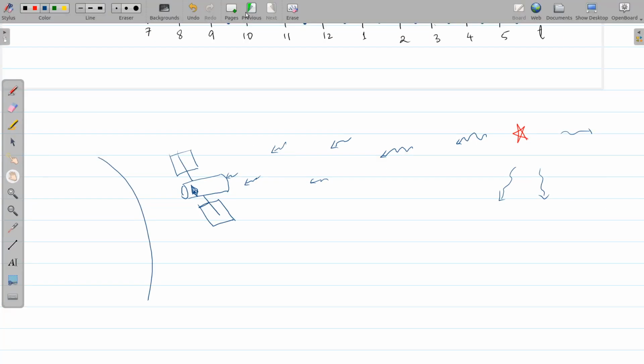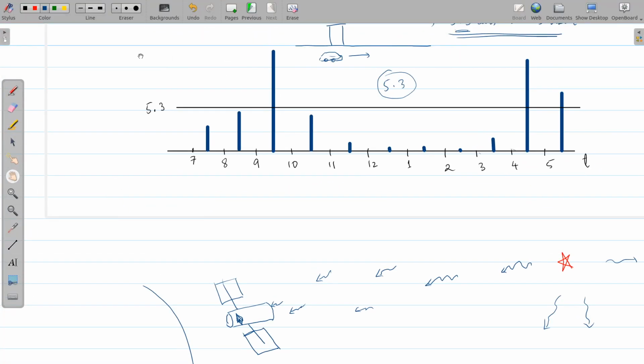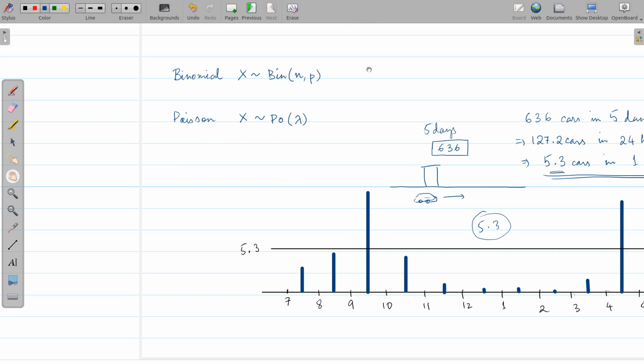Just like this, as we had written over here, for a binomial we write it like this, and for Poisson we write it this way. And for a Gaussian or a normal distribution, we say x, the random variable, is similar to, instead of bin or po, we'll just write N, and the parameters are mu and sigma squared. So these are the parameters.